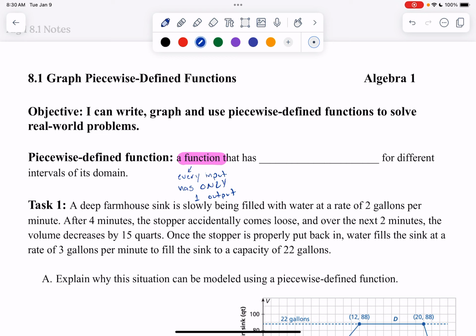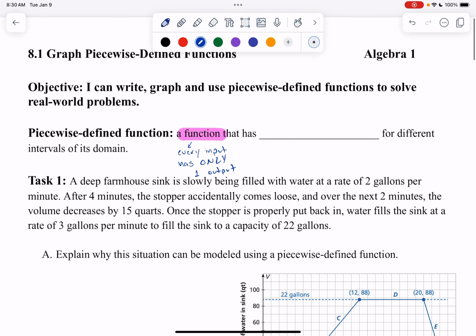So a piecewise defined function is a function that has different rules for different intervals of its domain. Meaning that you can't just use, for example, a rule of multiplying by 3, which we would write as 3 times x. So far, that's been the rule for the entire function. Now, a piecewise defined function is going to have different rules for different parts of the function.